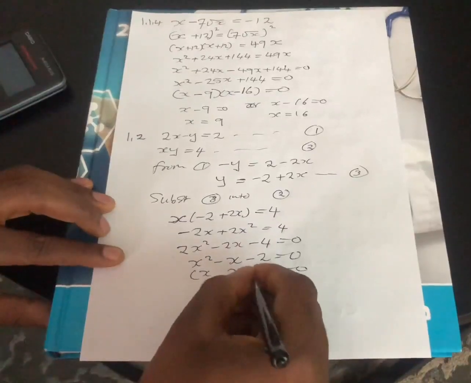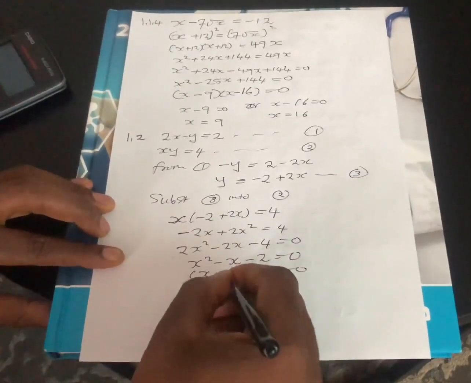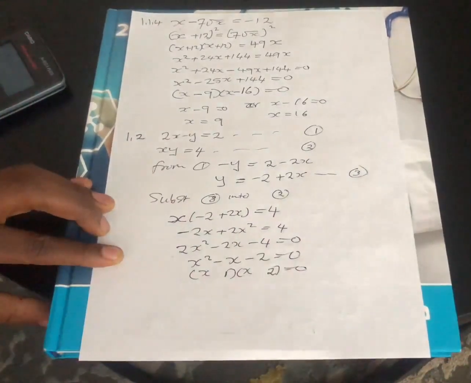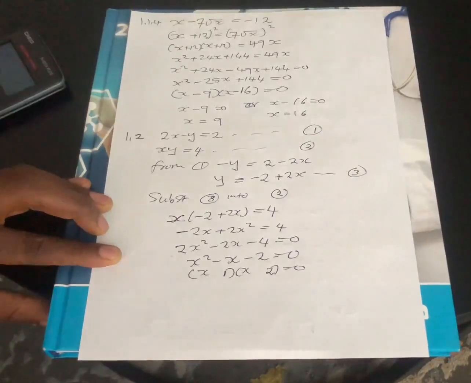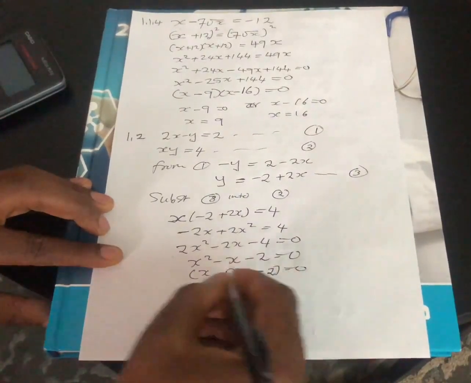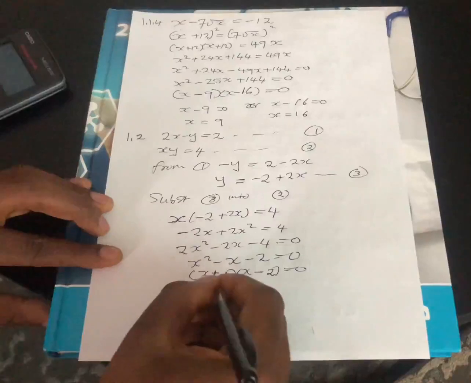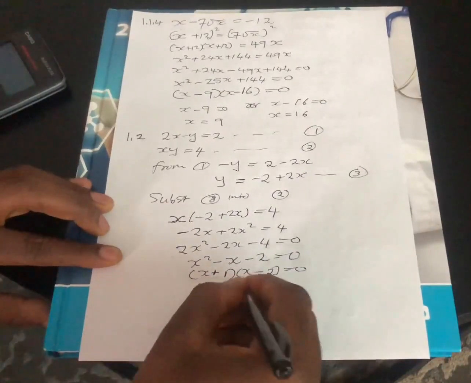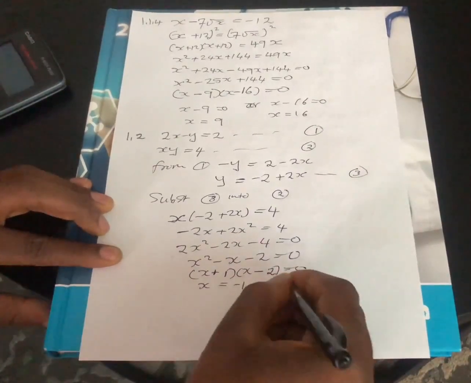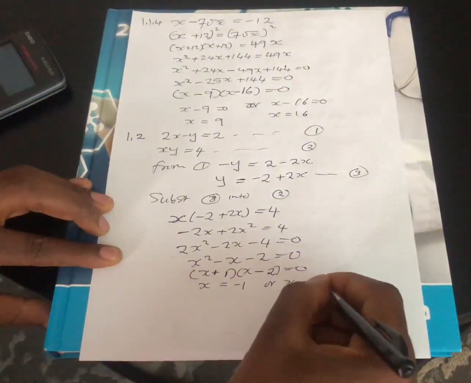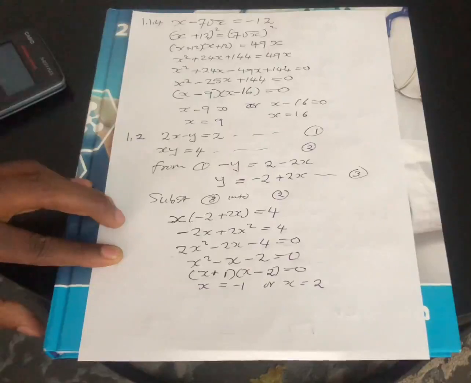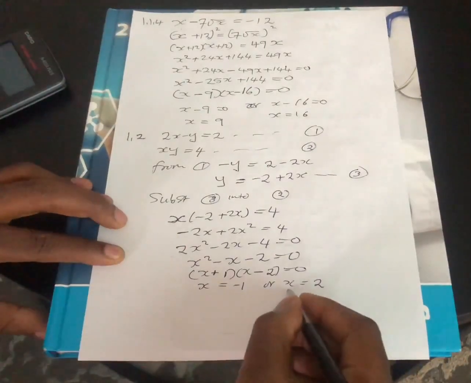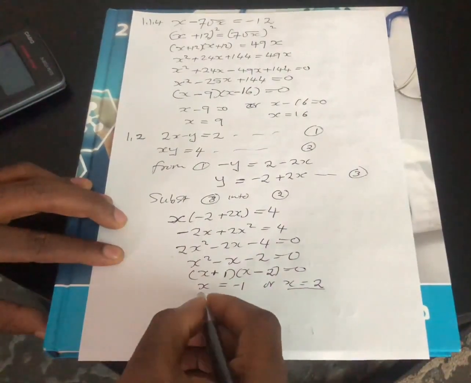The next step, 2 brackets, x, 2, 1. We must have different signs inside the brackets. Not to forget that the bigger number must adopt the sign of the middle term, meaning that our 2 is going to be negative, 1 is going to be positive. Then x is now going to be negative 1, or x is going to be positive 2. Then the next step is to solve for y, because we have solved for x. These are the values of x.